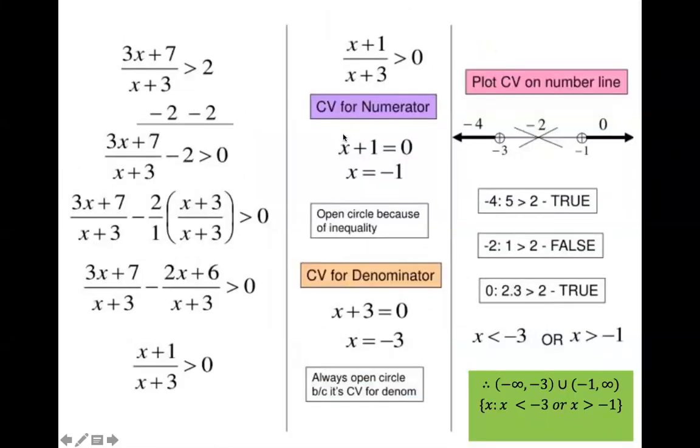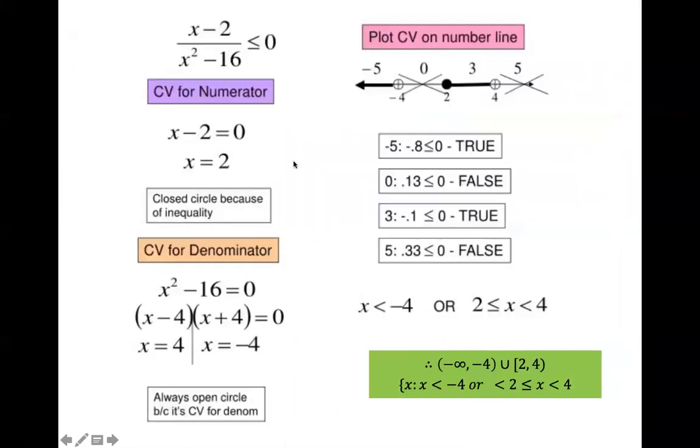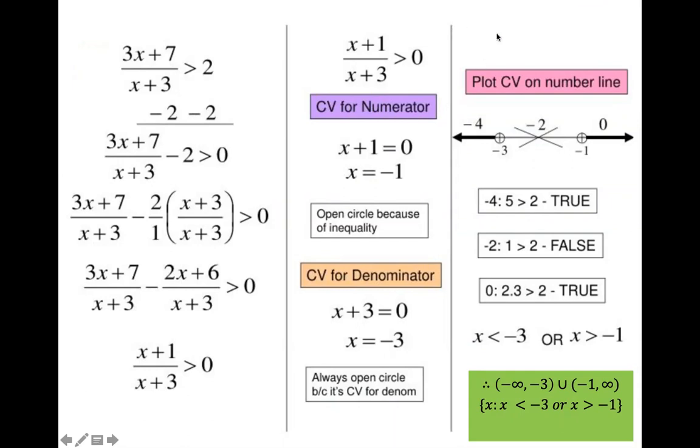Next example. So we have 3x plus 7 over x plus 3 greater than 2. So again, make one side equal to 0. So transpose to the other side. So you have minus 2 both sides. Then simplify, finding the LCD.